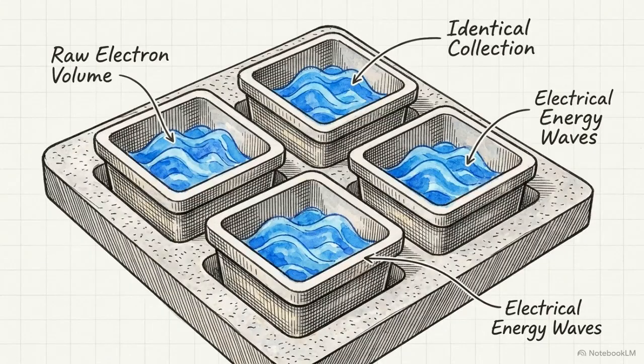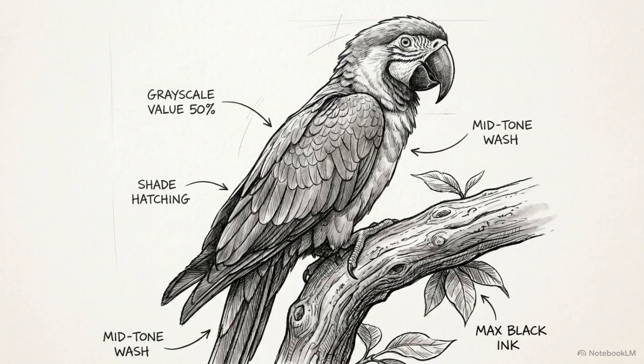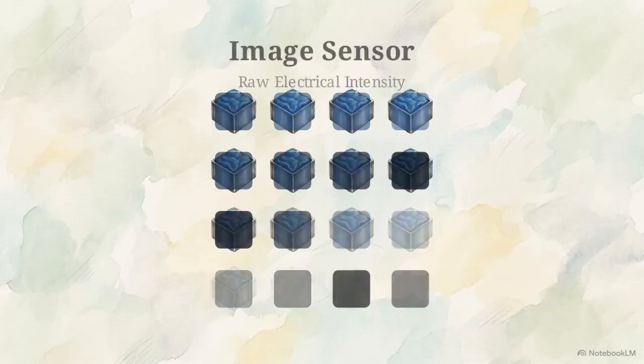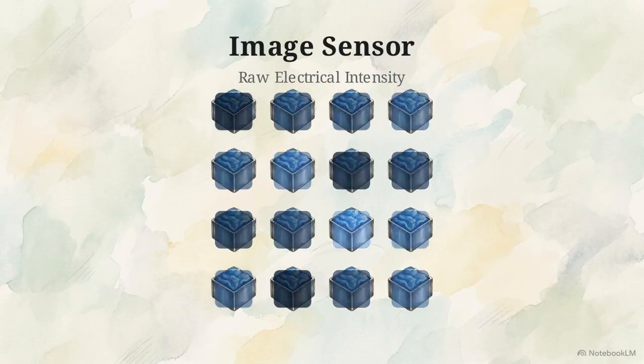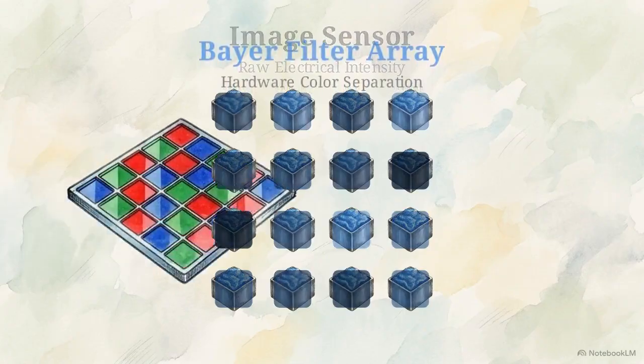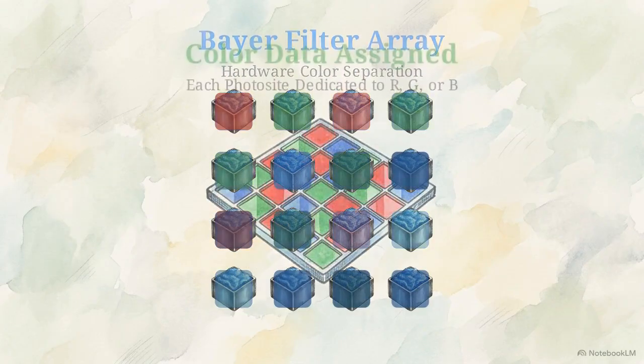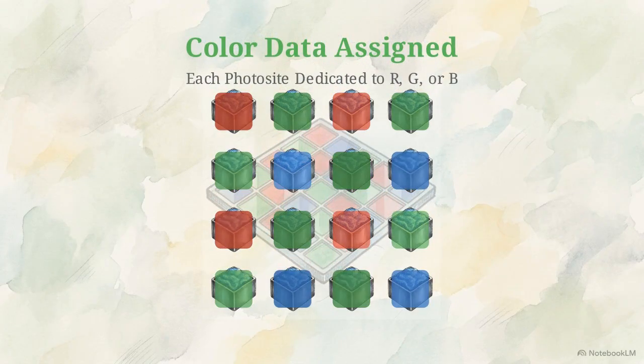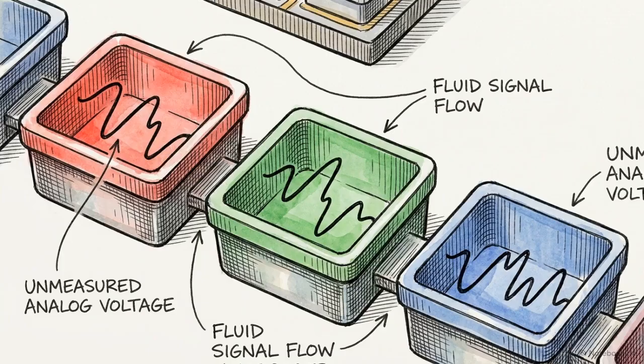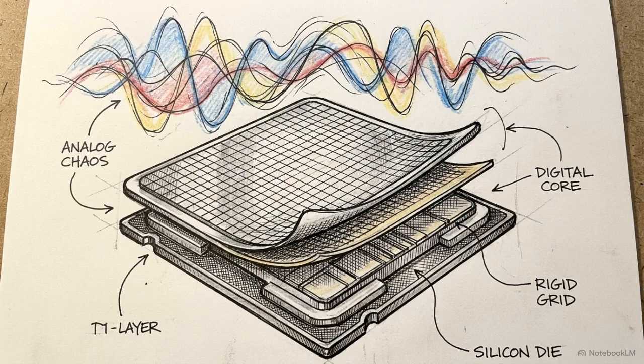These photosites only measure the raw volume of electrons collected, which means the sensor is naturally colorblind. Manufacturers solve this with a physical hardware layer called a Bayer filter array. As shown here, the array slides over the buckets, assigning a single red, green, or blue filter to every individual photosite. While we now have color-specific information, the electrical signals in these buckets are still analog. To a computer processor, these signals remain unreadable.